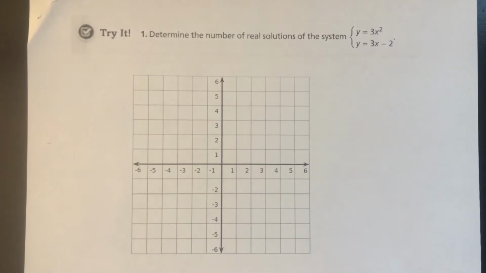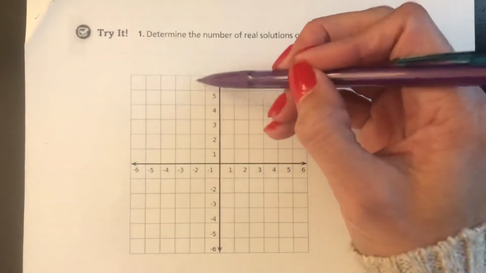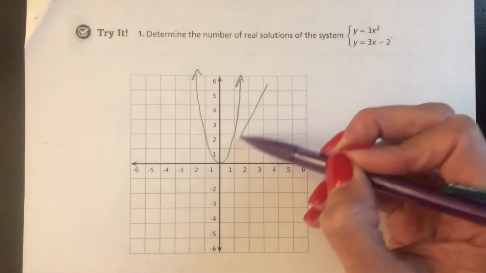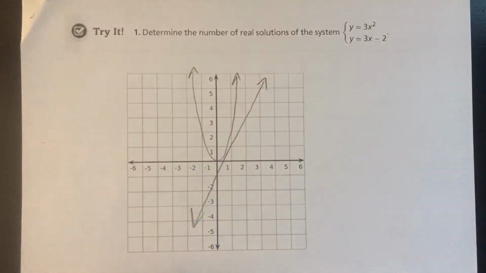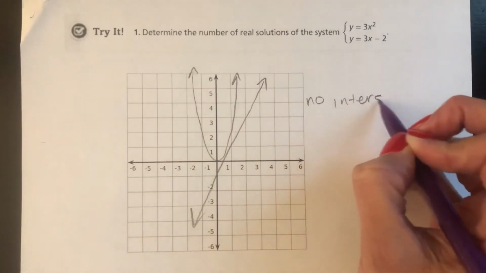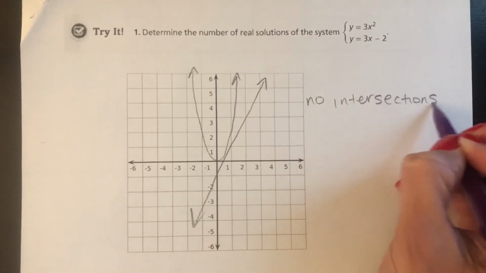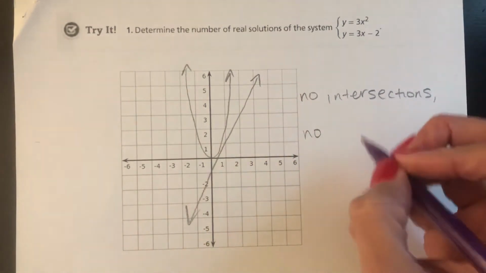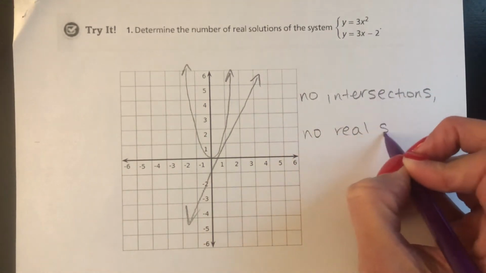What you would do is put this in your graphing calculator and you would get something that looks like this. Again, this is just a rough sketch. You would see that there are no intersections. So what does that mean? If there are no intersections, then if you were to solve this system, you would not get any real solutions. You might get an imaginary or complex solution, but you would not get a real answer. So this system has no real solutions.